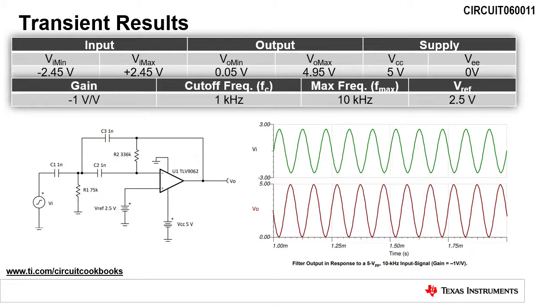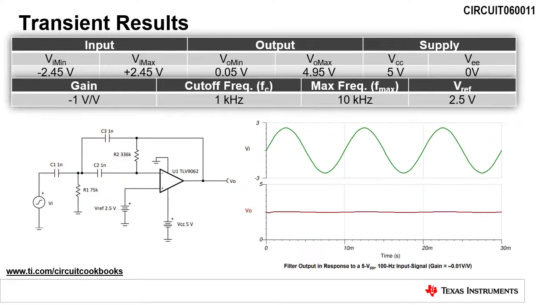Running a transient analysis at 10 kHz shows that the input signal passes without attenuation to the output. Note that the output is centered around our reference voltage of 2.5 volts. Running a transient analysis at 100 Hz shows that the input signal is attenuated. The output is a near DC result of 2.5 volts.